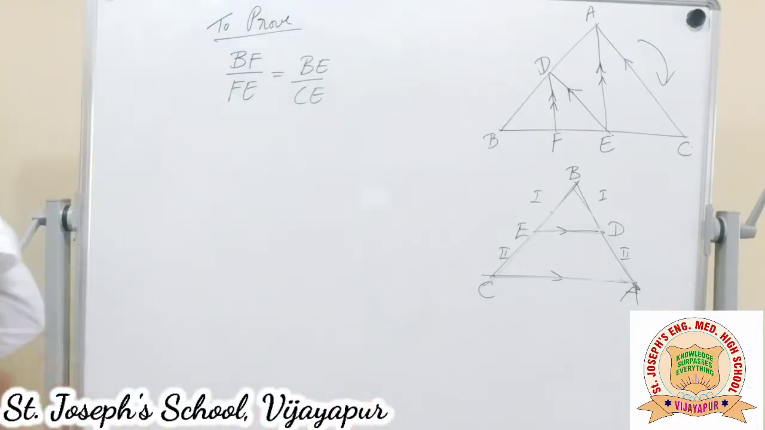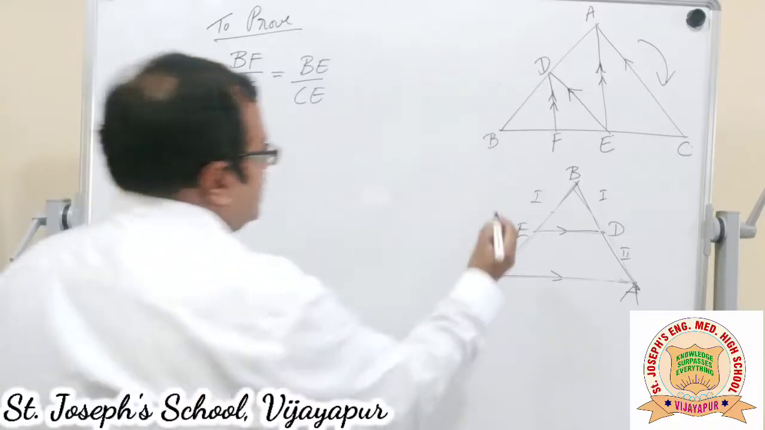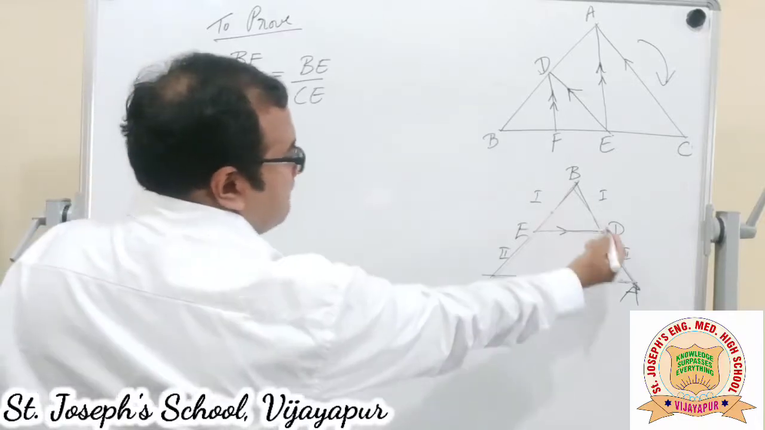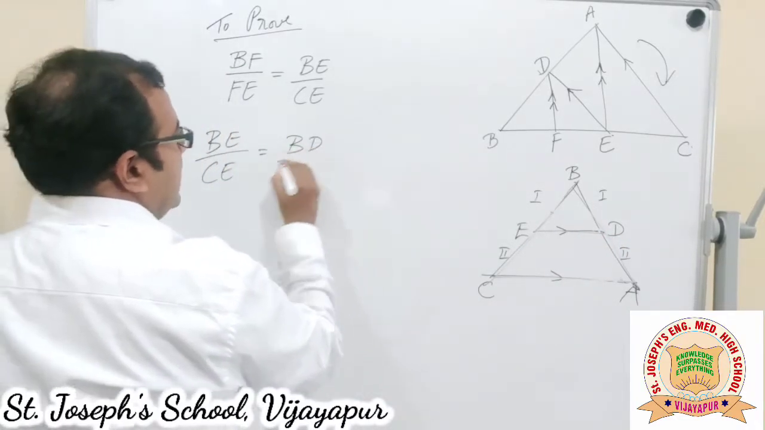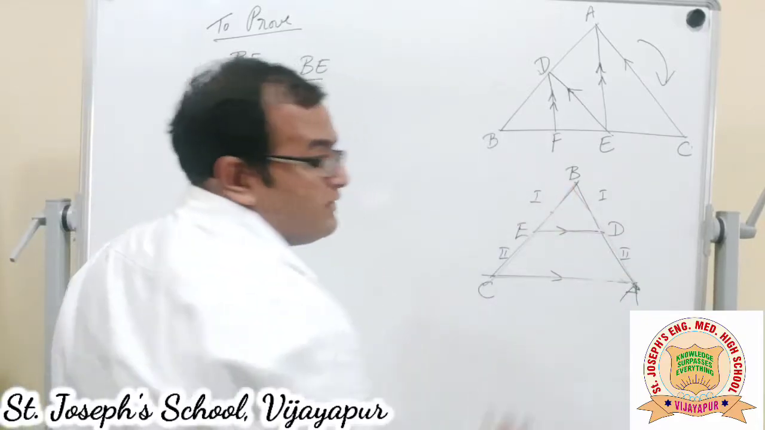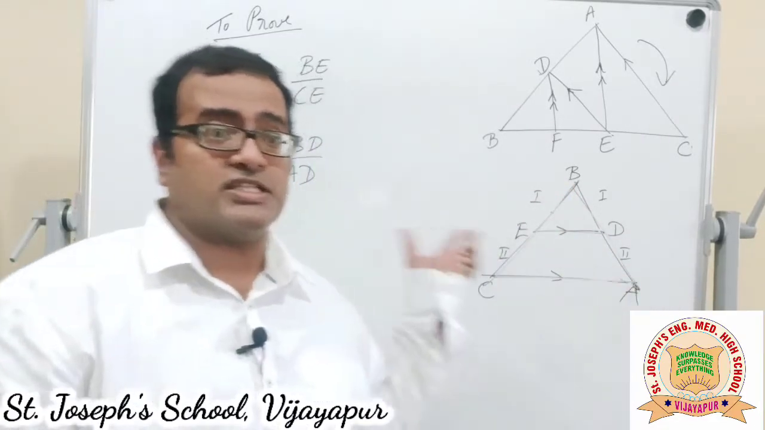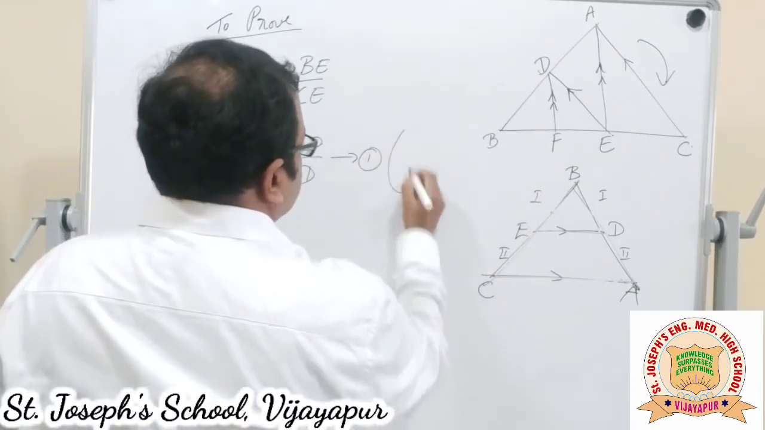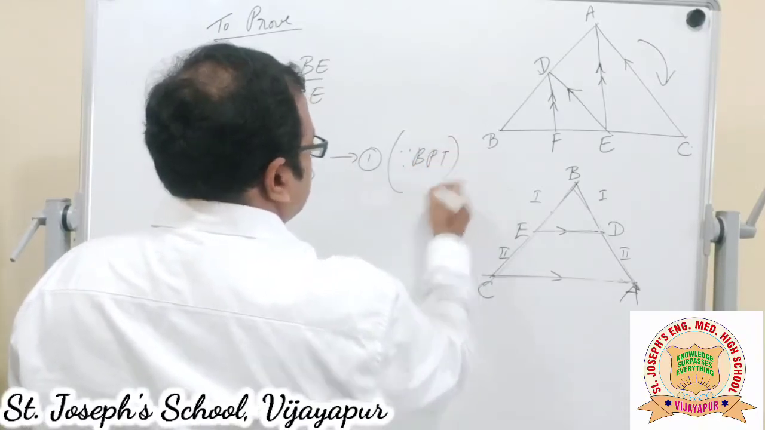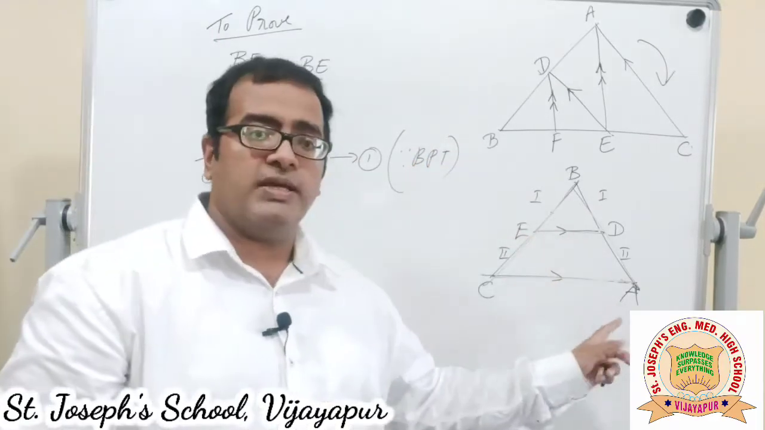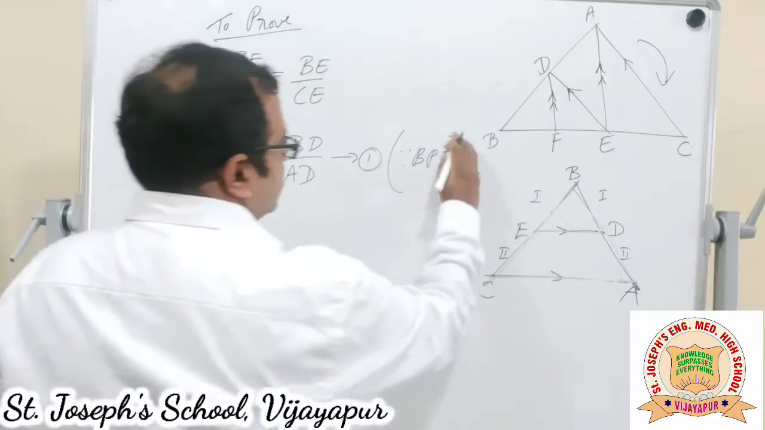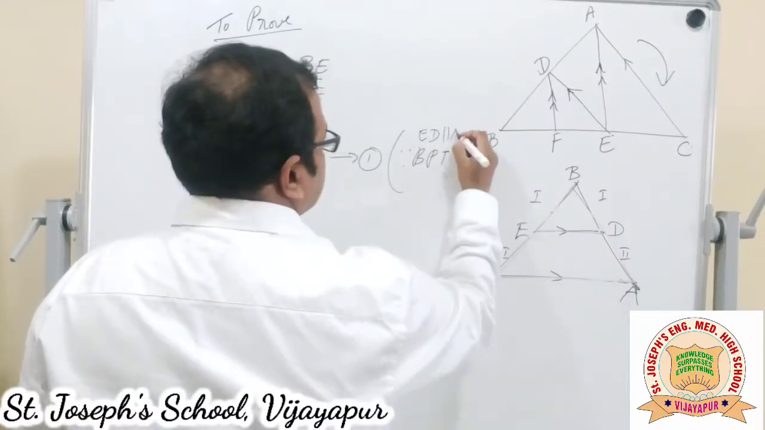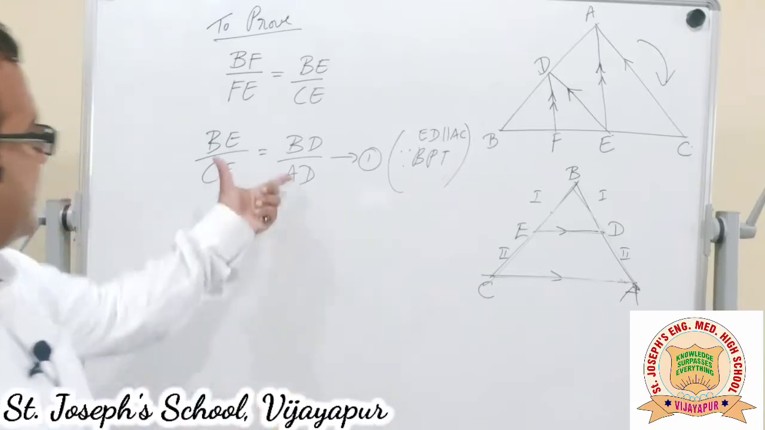Now, after this, if you divide, what happens? BE upon CE is equal to BD upon AD. First side by second side on both sides are same, first part by second part. Now, this is equation 1. Reason, because of BPT. We know that ED is parallel to CA, so you can apply BPT. That is given, and also from BPT we can say this.